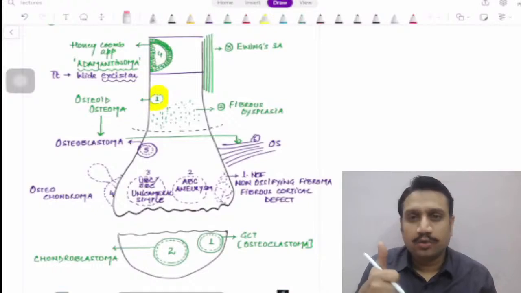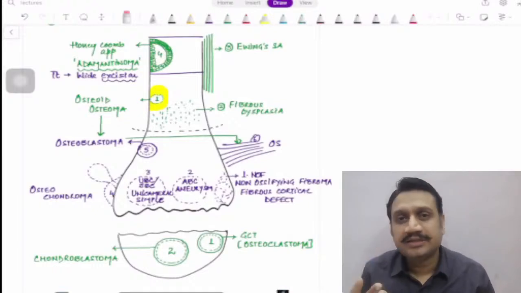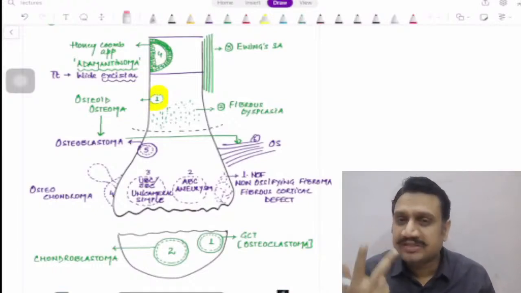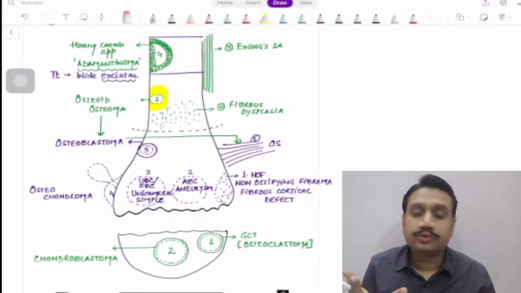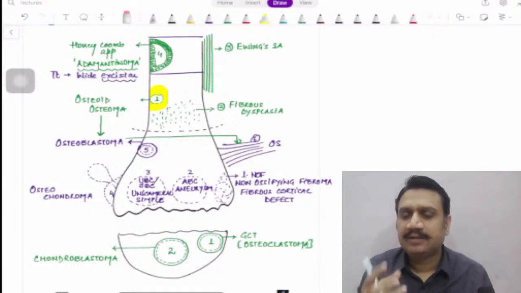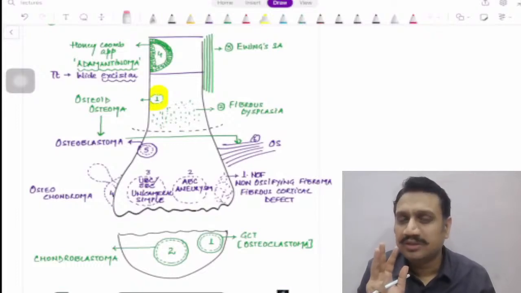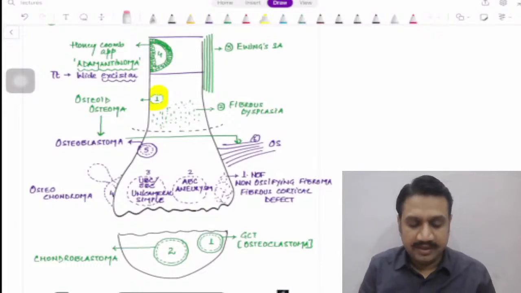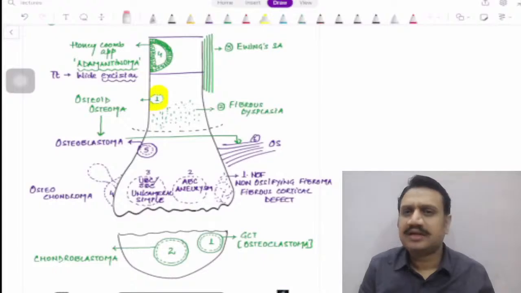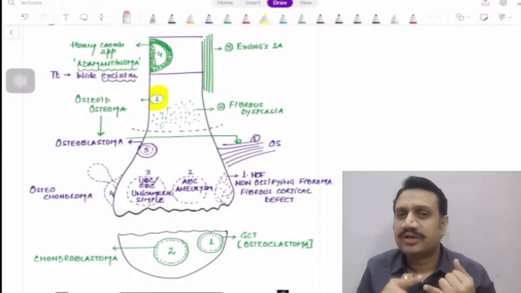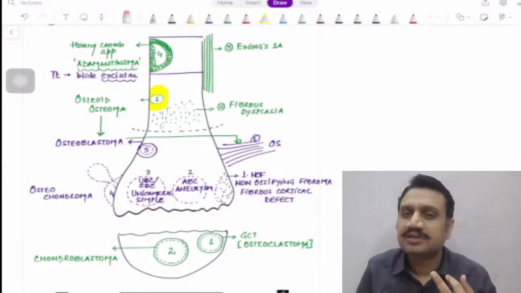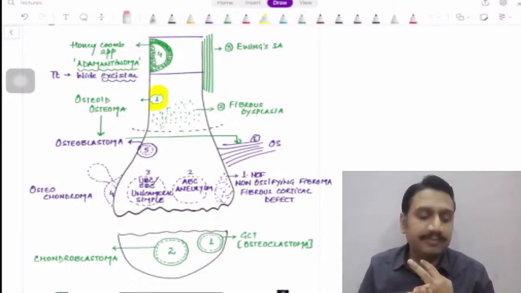The first one is the location. Second is the nature. Third is always the special feature, what is linked to it. And fourth one is the treatment plan, right? Remember the 4 parameters about the bone tumors. Please remember them. And if a question is coming, it comes from only these 4 points. What is the location linked to it? What is the special feature? What is the nature? And what are the treatment plans?